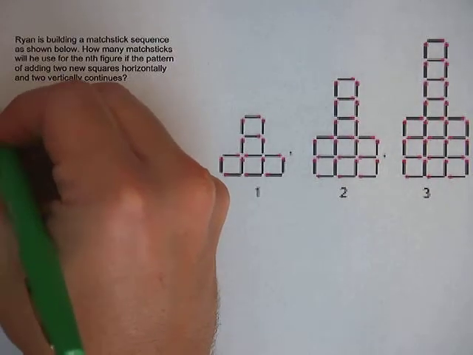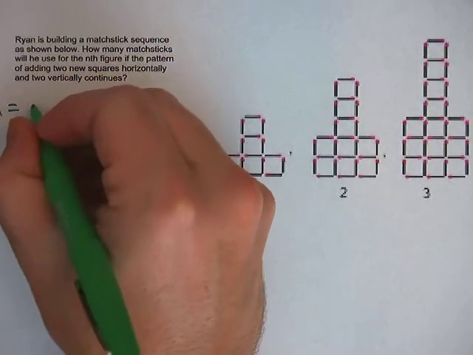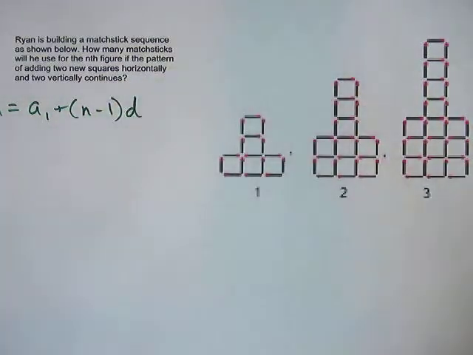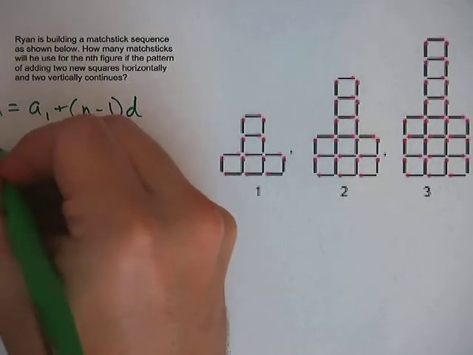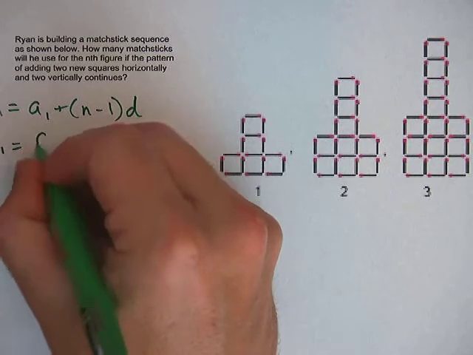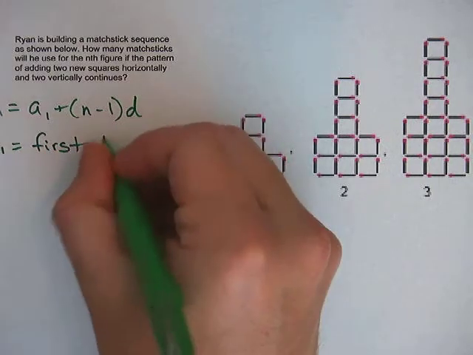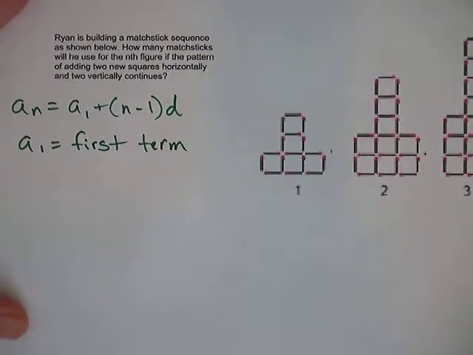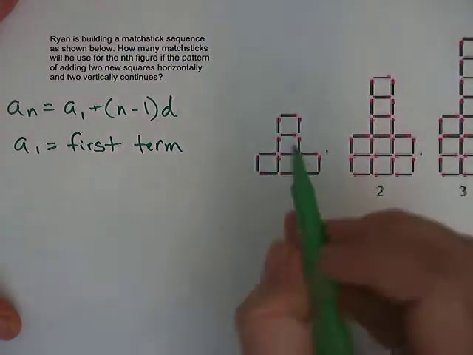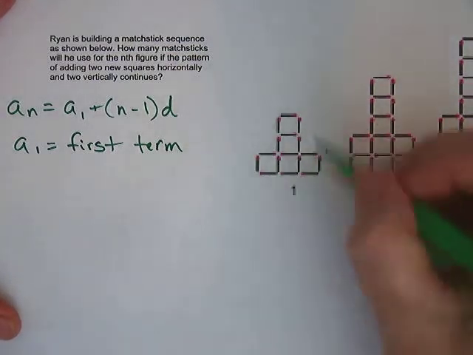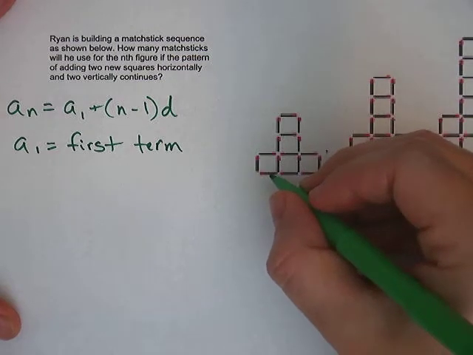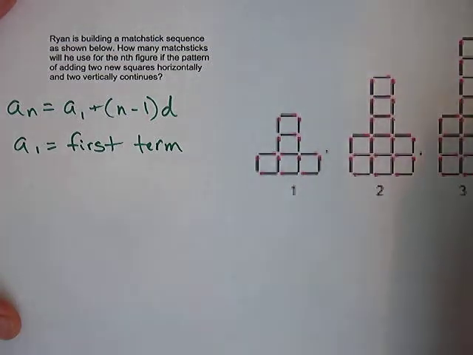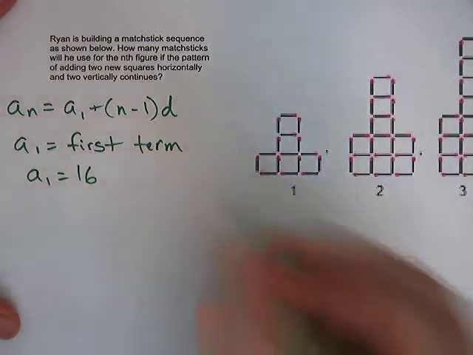The formula for that is a sub n equals a sub 1 plus n minus 1 times d. Okay, a sub 1 is equal to the first term. The first term in our case is going to be the total number of matchsticks that we have in the first box, so on the first figure here. We could just count these: 1, 2, 3, 4, 5, 6, 7, 8, 9, 10, 11, 12, 13, 14, 15, 16. So a sub 1 is equal to 16.